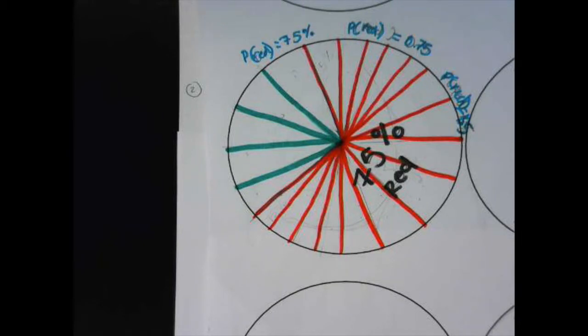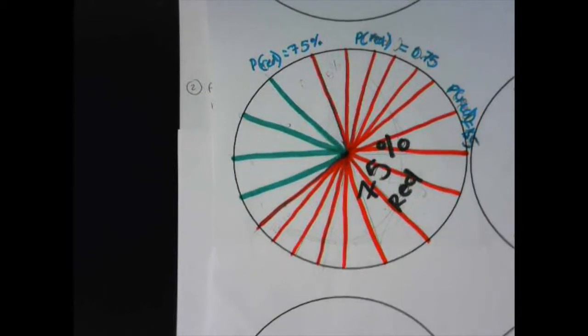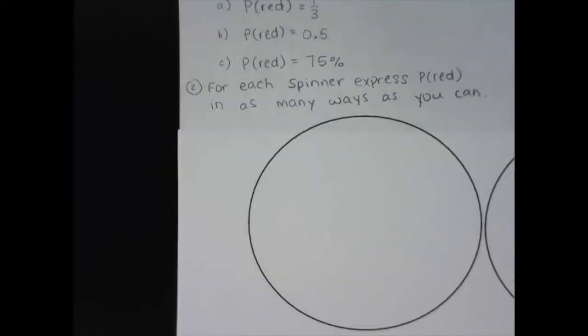Okay, and what other ways could you express the probability for landing on red? We did 0.75 and 15 to 5 as a ratio. 15 to 5, okay. And the percent was 75? Alrighty.